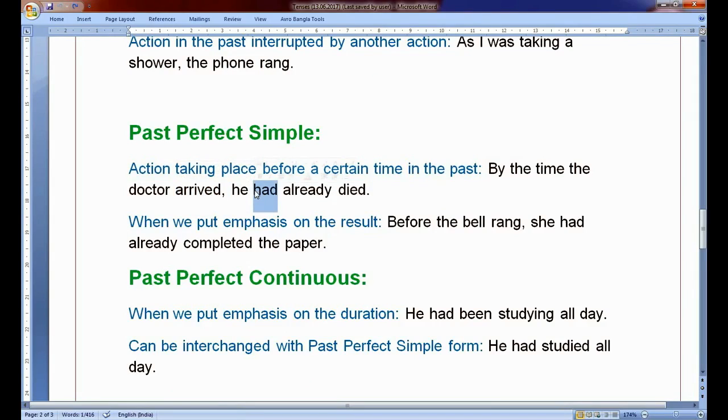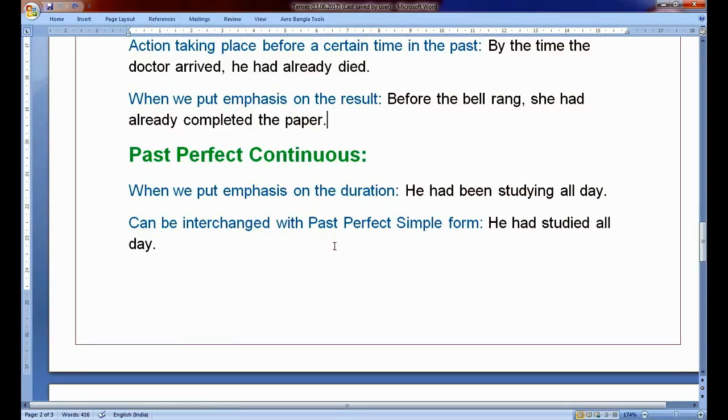We have made that absolutely clear. Secondly, when we put emphasis on the result. Example: before the bell rang, she had already completed the paper. So what is the result of the entire exercise? The result is that she had already completed the paper.